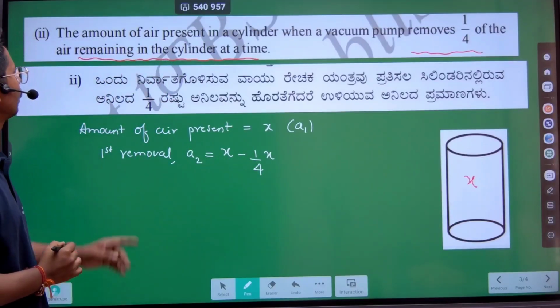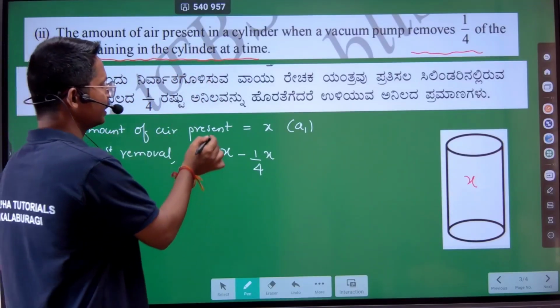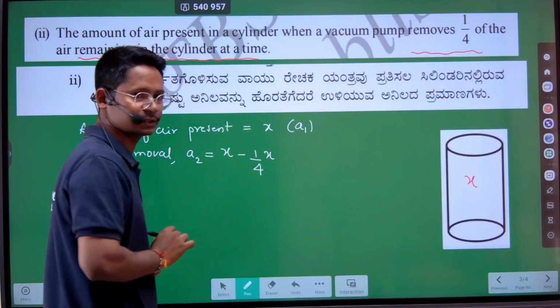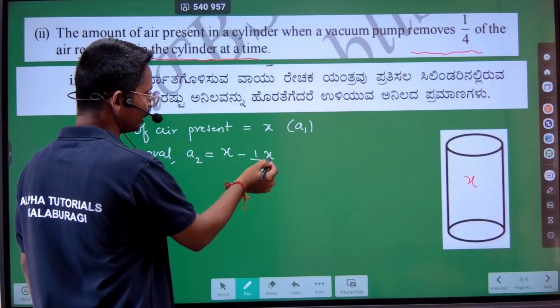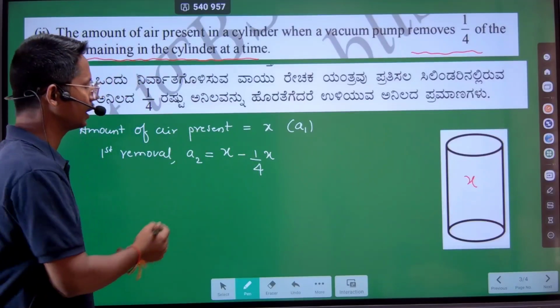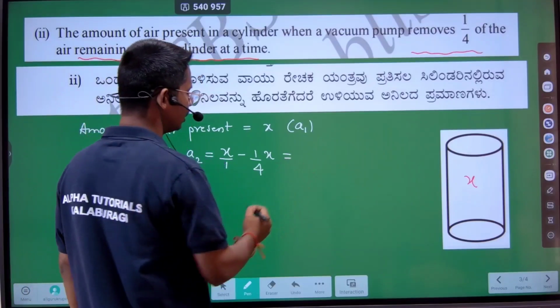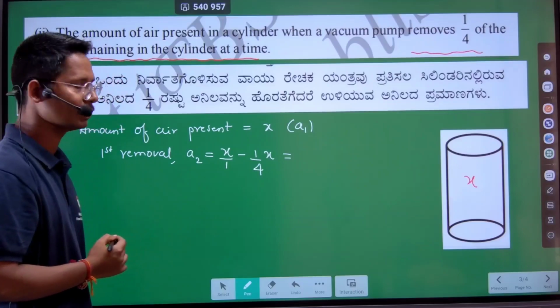Okay, they told us the air remaining in the cylinder at a time. So in the first instance, the volume present was x, isn't it? Then I am removing 1/4 of that from the x. Now I'll make both as fractions. How to simplify? You can cross multiply or take LCM. I'll go with the LCM.